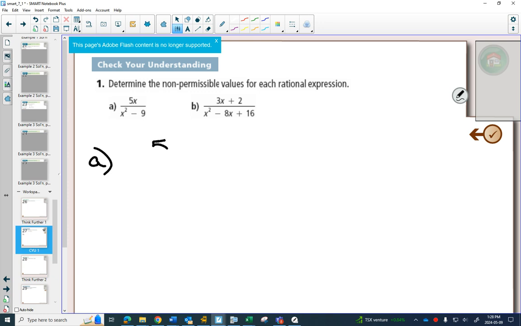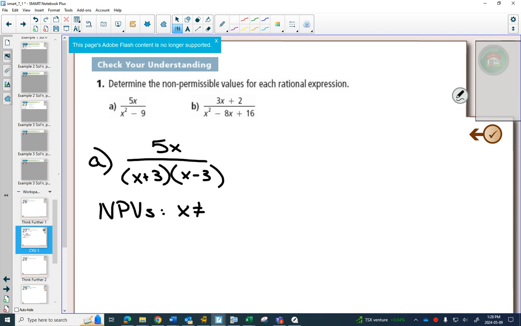In part A, I can factor the bottom as a difference of squares to be x plus 3 and x minus 3. And once it's factored, it becomes easy to see what your non-permissible values are. Can you see that x can't equal minus 3, because that would make this first one 0. And x can't equal 3.